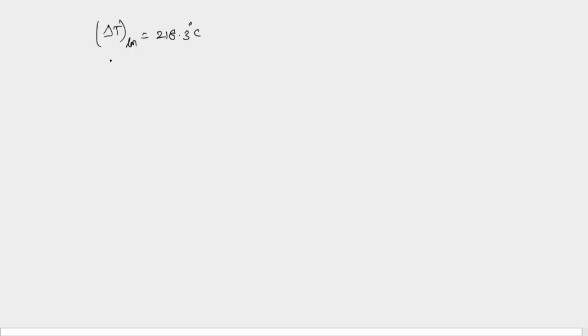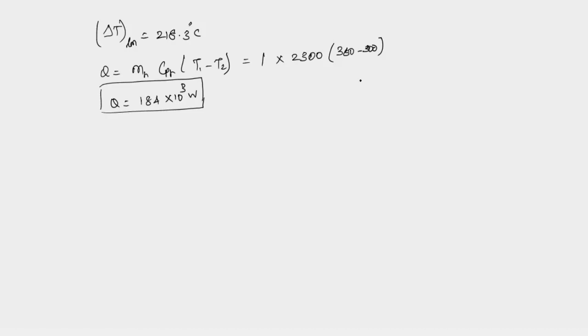So to find out the heat transfer value, you know the formula Q equal to mH CpH (T1 minus T2). Substitute the values. mH is 1 and CpH value is 2300 and T1 minus T2 is 380 minus 300. So the Q value will be 184 into 10 to the power 3 watts. Okay, you know the Q value. Now from this equation F U A del T LM, you have to find the surface area required.